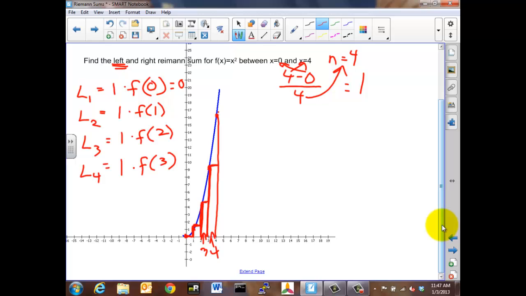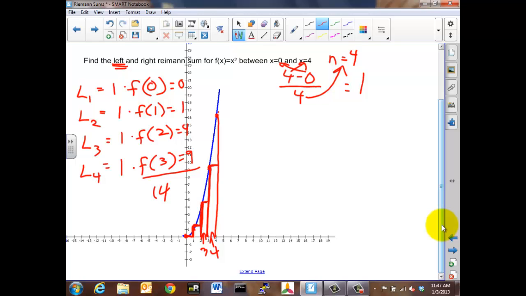Do you see your pattern with your function values there? So f of 1, if I put 1 into x squared, I get 1, and 1 times 1 is 1. 2 into x squared, I get 4, and 4 times 1 is 4. 3 into x squared is 9, and 9 times 1 is 9. So 9, 10, 14. So the area using left Riemann sums is 14.